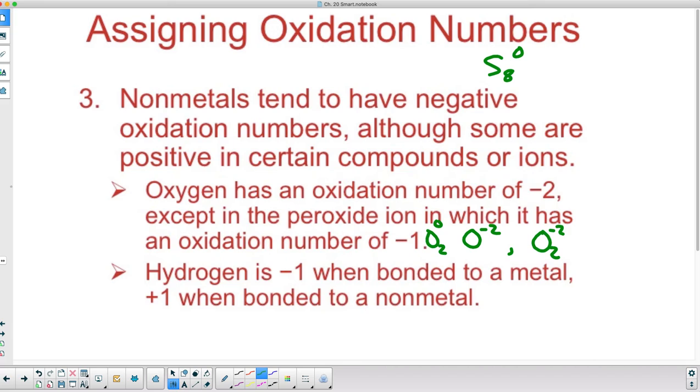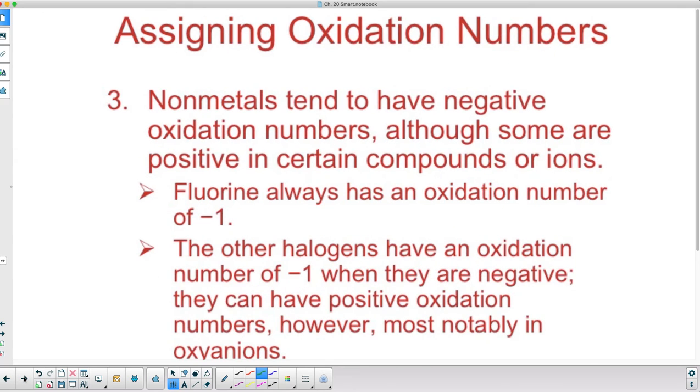Hydrogen is a -1 when bonded to a metal and a +1 when bonded to a non-metal. Okay, so you may see something like this where you have sodium hydride. In this case, hydride has a -1 oxidation number. Non-metals tend to have negative oxidation numbers, and this is the same. Okay, so this is the same number 3, but there's more points to it.